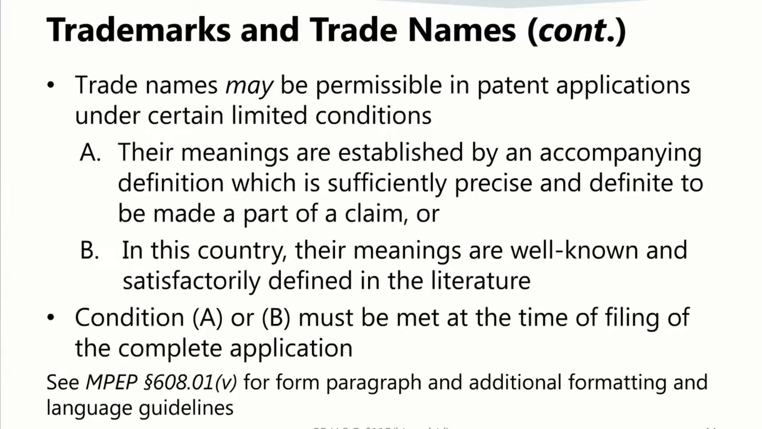Trade names are permissible in patent applications if one of two conditions is met at the time of filing of the complete application. Either their meanings are established by an accompanying definition which is sufficiently precise and definite to be made a part of a claim, or their meanings are well known and satisfactorily defined in the literature in this country. If the product to which the trademark refers is set forth in such language that its identity is clear, you are authorized to permit the use of the trademark.